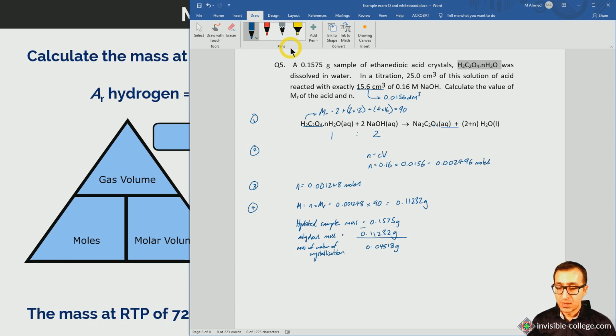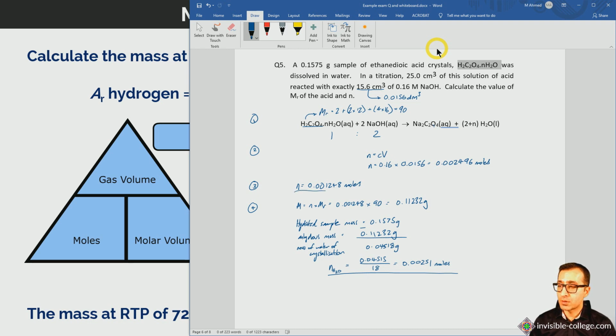So this is the mass of water of crystallization that was present in the original hydrated sample of ethane dioic acid crystals. So if we now want to work out the value of N, and therefore the relative formula mass of the hydrated crystals, we can now use this mass of water and the relative formula mass of water to calculate the number of moles of water molecules in this sample of the water of crystallization. So the number of moles of water molecules in this mass of water is going to be 0.04515 divided by the relative formula mass of water, which is 18. So this gives us a number of moles of water of 0.00251 moles.